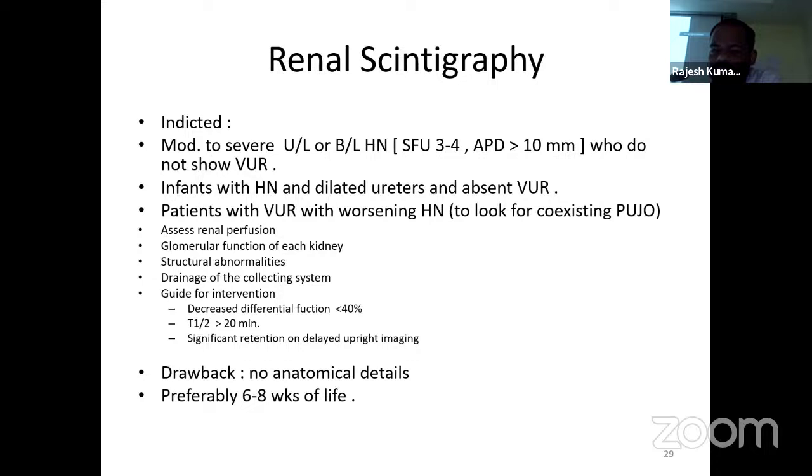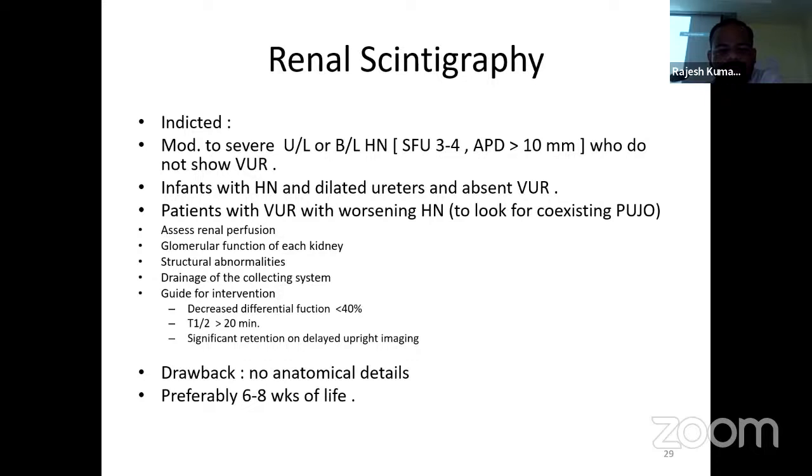Infants with hydronephrosis with dilated ureter and absent VUR, and patients with VUR and worsening hydronephrosis, to look for coexisting PUJO. Renal scintigraphy is used to assess renal function, renal perfusion, glomerular function of each kidney, structural abnormalities, drainage of the collecting systems, and to guide intervention.